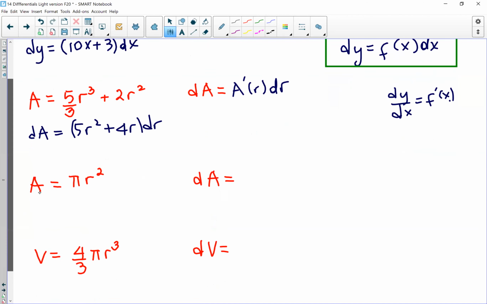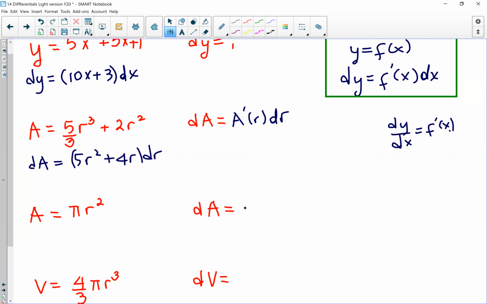Okay, so what if A was pi r squared? What would dA be? Again, the rule is you differentiate times dr. So dA will be, what is the derivative of pi r squared? Bring the 2 down, subtract 1 from the power, that's A prime of r dr.